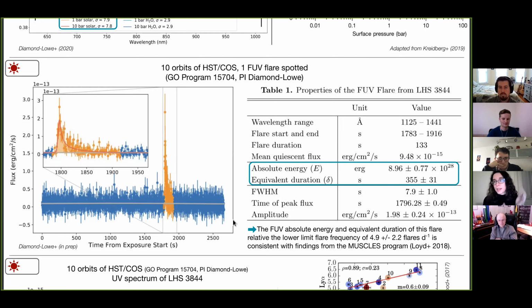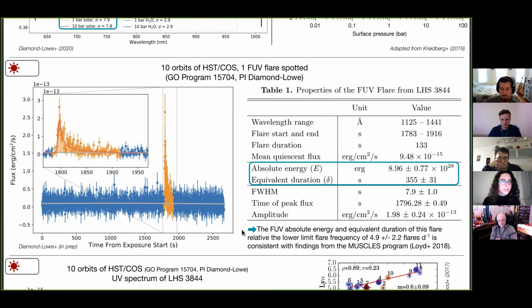It could always flare less. But basically, if you compare this to the MUSCLES sample, it actually lines up pretty nicely with what you would expect within the error bars for the absolute energy and equivalent duration for this FUV flare.